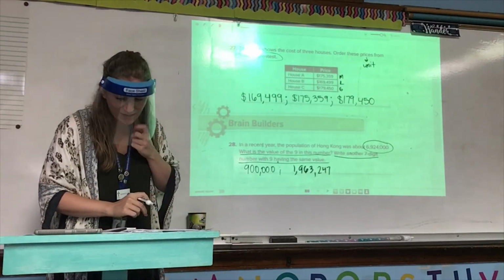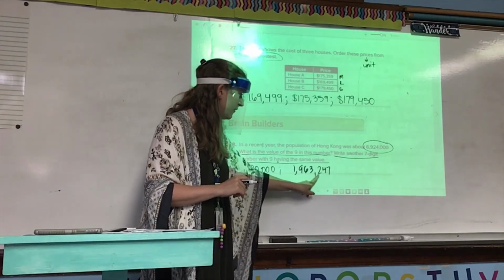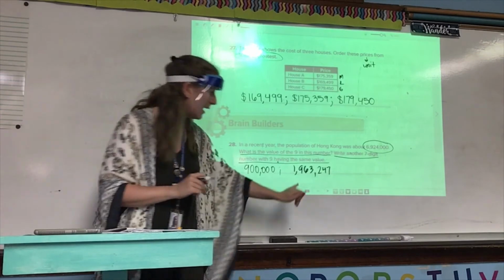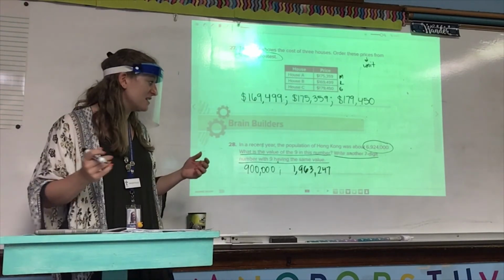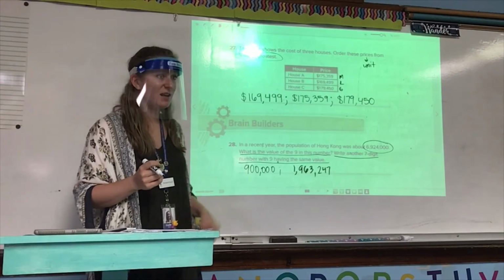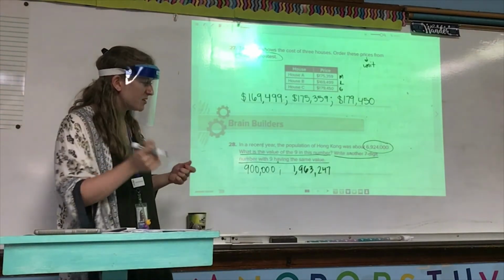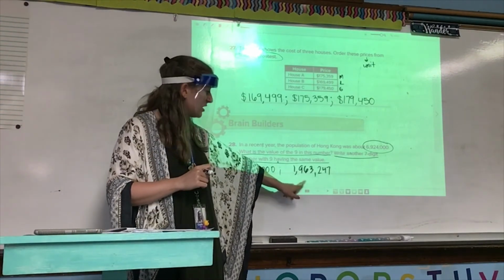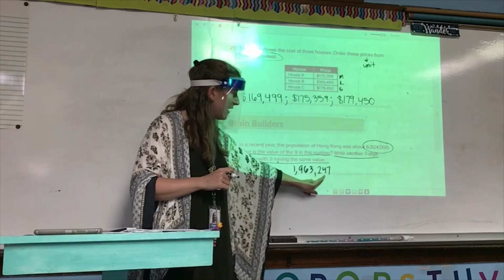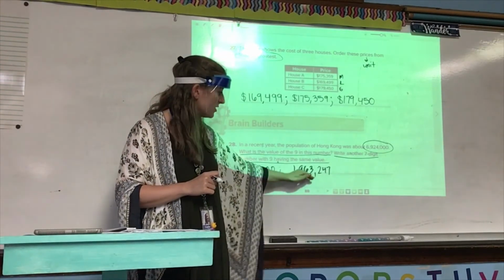So, Victoria chose 1,963,247. In order to have this question correct, all you had to do was have 1, 2, 3, 4, 5, 6, 7 digits, and a 9 had to be in the 100,000s place. Because no matter what, if you have a 9 in the 100,000s place, it's going to be worth 900,000. So that's all you had to do. If you do not have a 7-digit number with a 9 in the 100,000s place, you can just use Victoria's number.